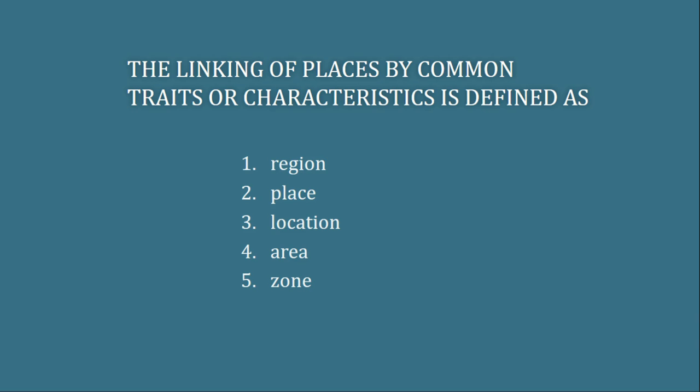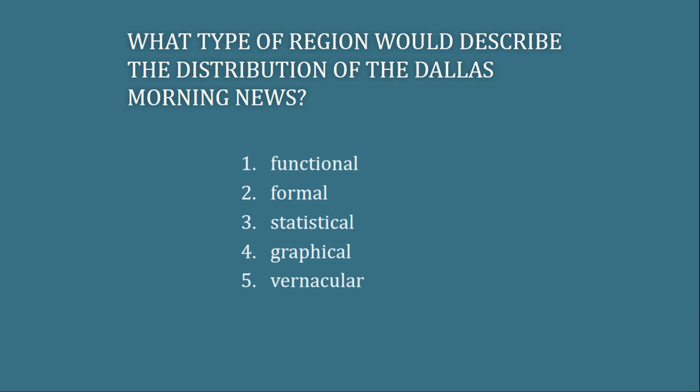Well, we've talked about place, and we've talked about location. What we want to talk about right now are regions. When we can start linking locations, places, together, we can start developing regions. And there are different kinds of regions. So what type of region would describe the distribution of the Dallas Morning News?